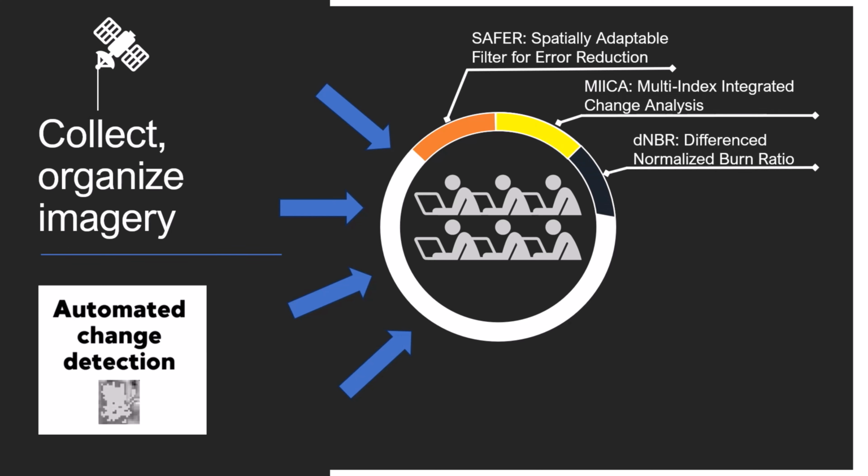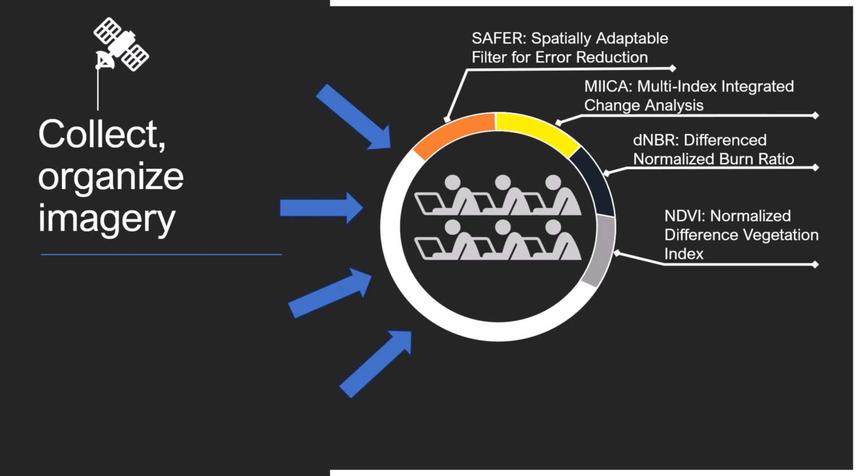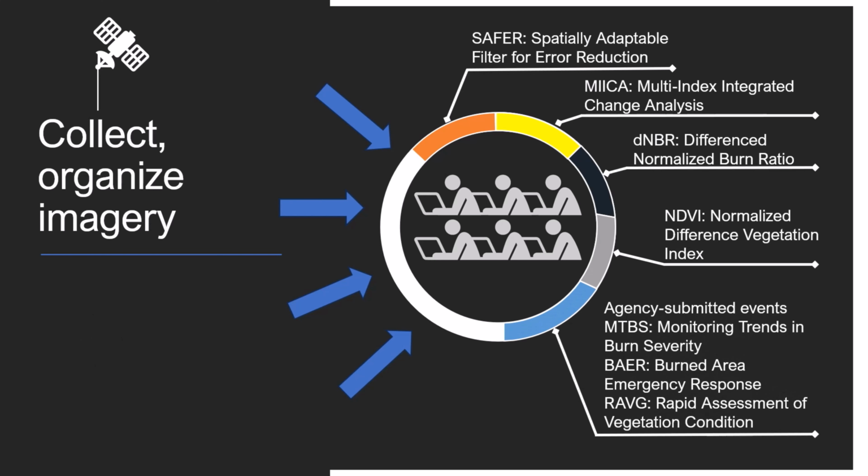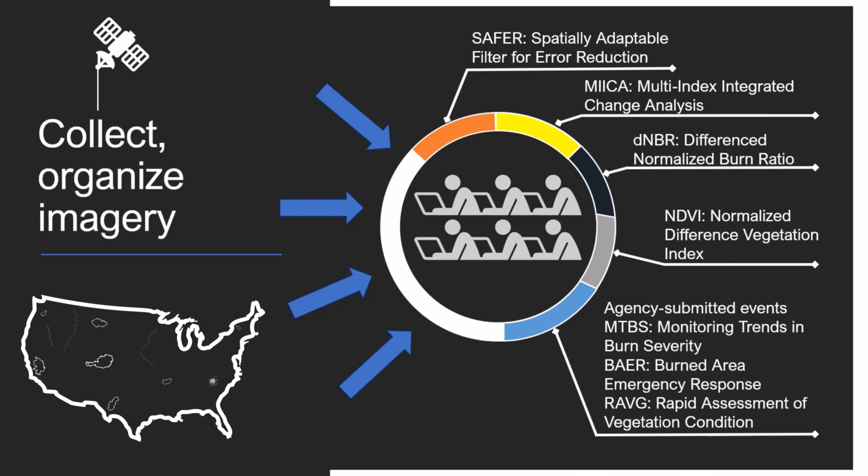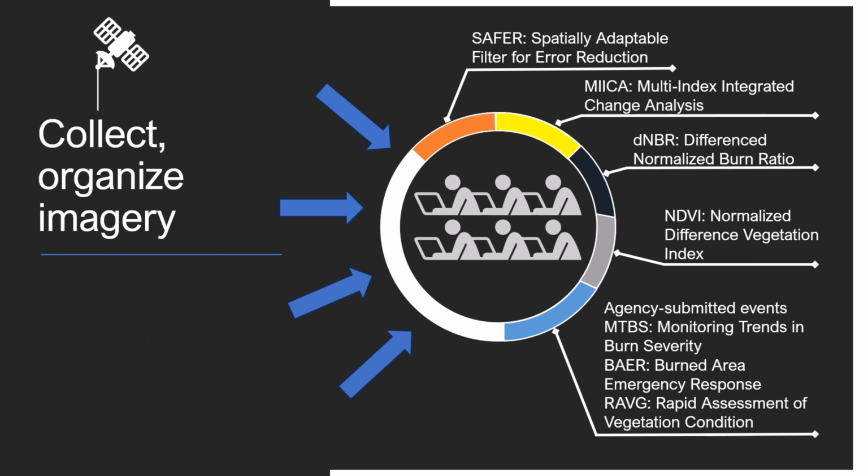The differenced normalized burn ratio and the normalized difference vegetation index. These are important for detecting change in both public and private lands. In addition to satellite-based change detection, submitted event polygon data discussed previously and fire program data such as MTBS, BAER, and RAVG are all used to generate LANDFIRE disturbance products.